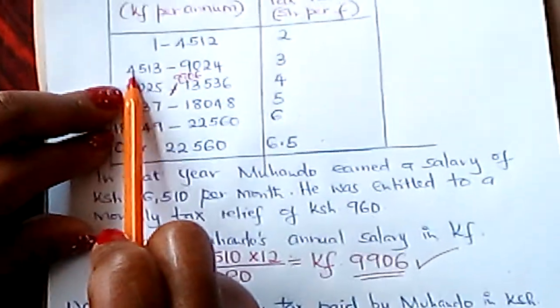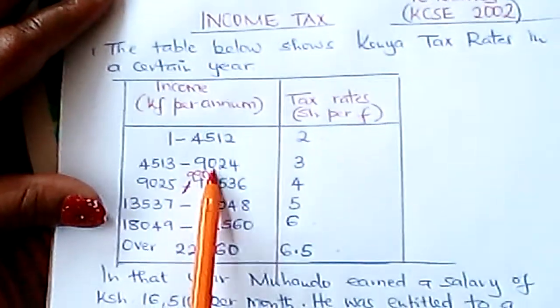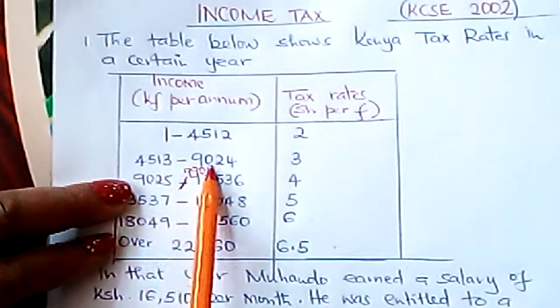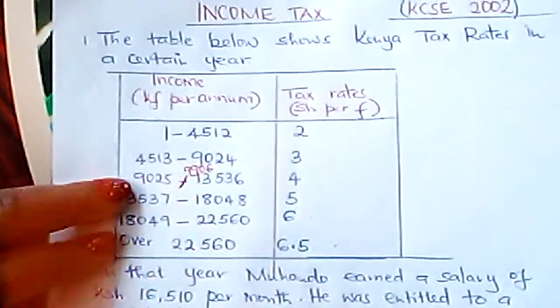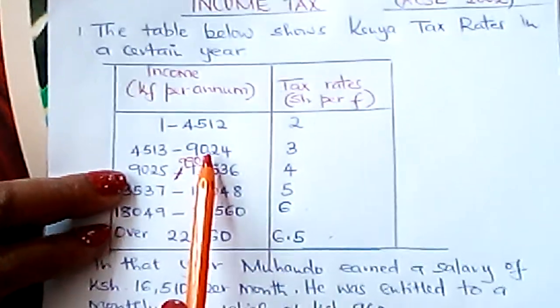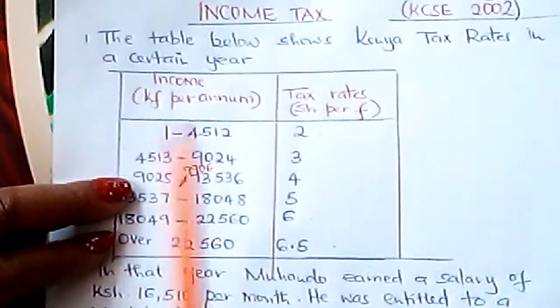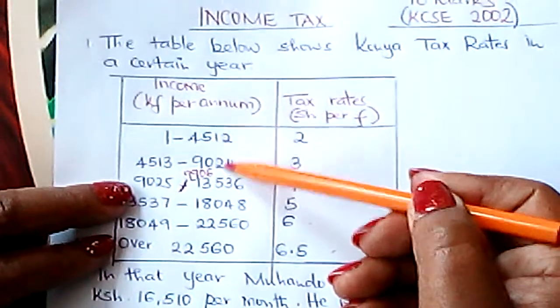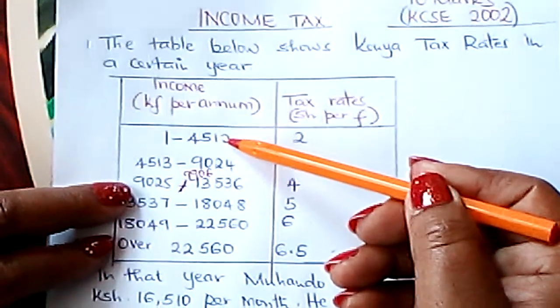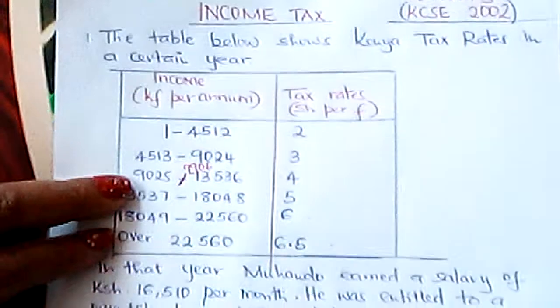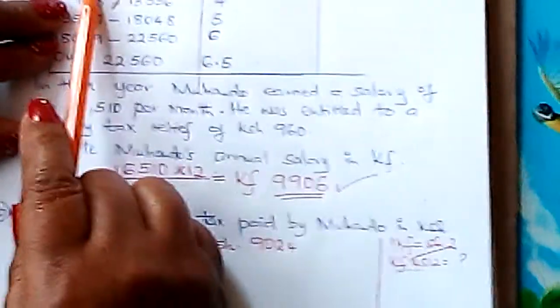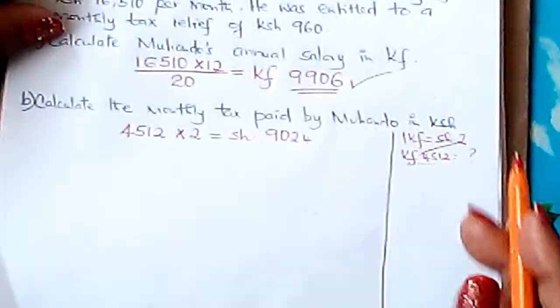It is taxed from this to this. This to 9,024. How many pounds are here? Lana, what you do is that you subtract these two and you add 1. Or you take this and you subtract the upper number here. Why am I saying this? You subtract and add 1, or you take the upper number.